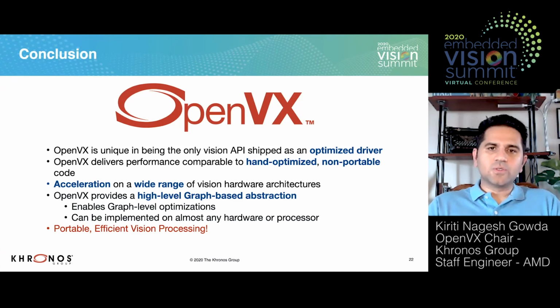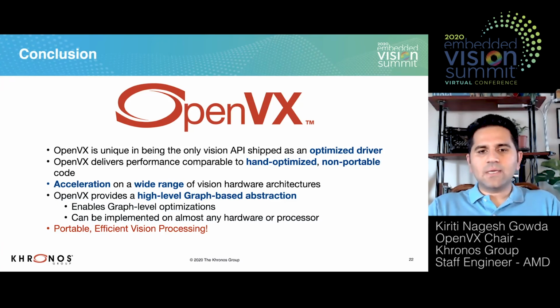If you use an API which is not portable, you might have to make updates to your application every time you want to move it across hardware or an OS. If you don't want that, you might want to think before you implement your application to take care of these kinds of things. And like I said, OpenVX is unique in being the only vision API shipped as an optimized driver, and OpenVX delivers comparable performance to hand-optimized non-portable code.